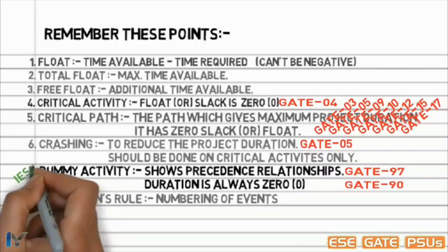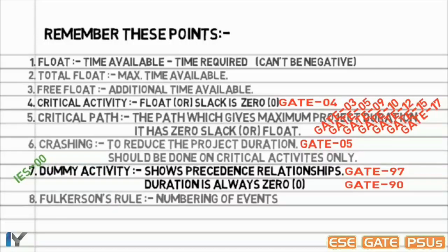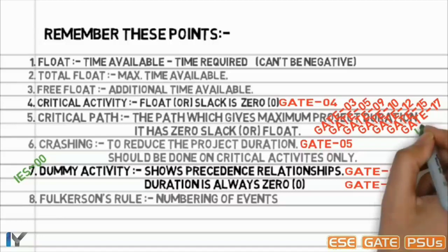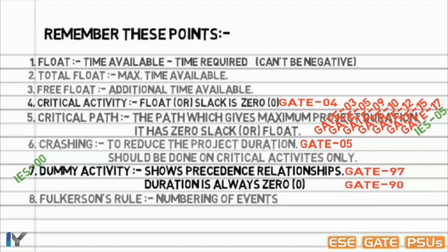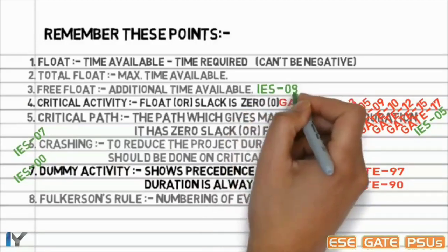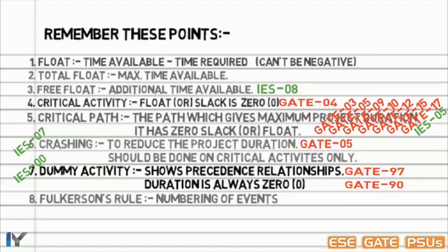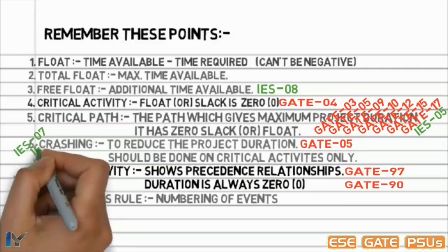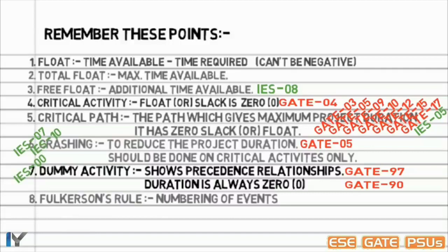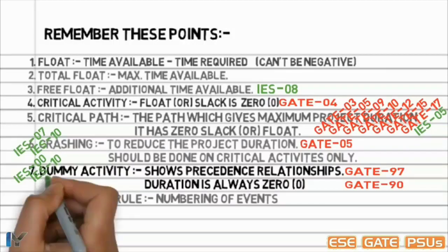In ESE 2000, the question was, dummy activity are used in a network to satisfy precedence requirement. In ESE 2005, what do you mean by critical path? In 2007, crashing is carried out in CPM and PERT. In 2008, definition of free float is additional time available. In 2010, in CPM the project duration can be reduced by crashing. And second question was there, dummy activity is used to preserve the logic only.